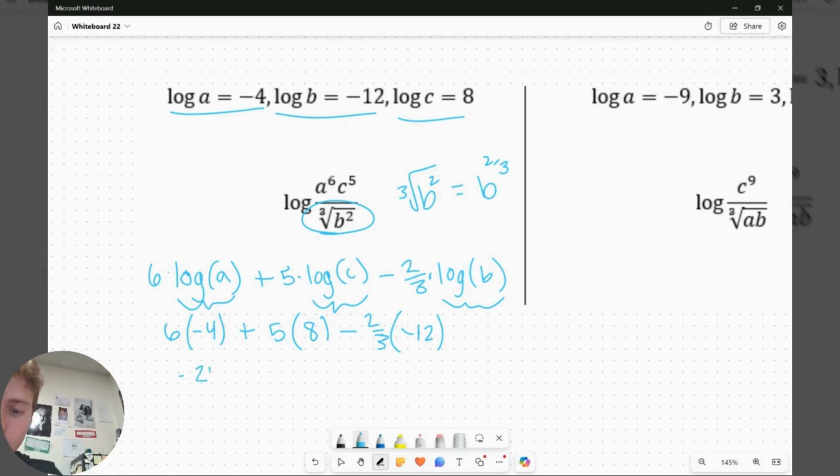You could simplify that real quick. Negative times a negative. 2/3 times 12. You might divide by 3 first, giving you 4. 4 times 2 would give me 8. So that would end up just giving us a total or final value of 24.